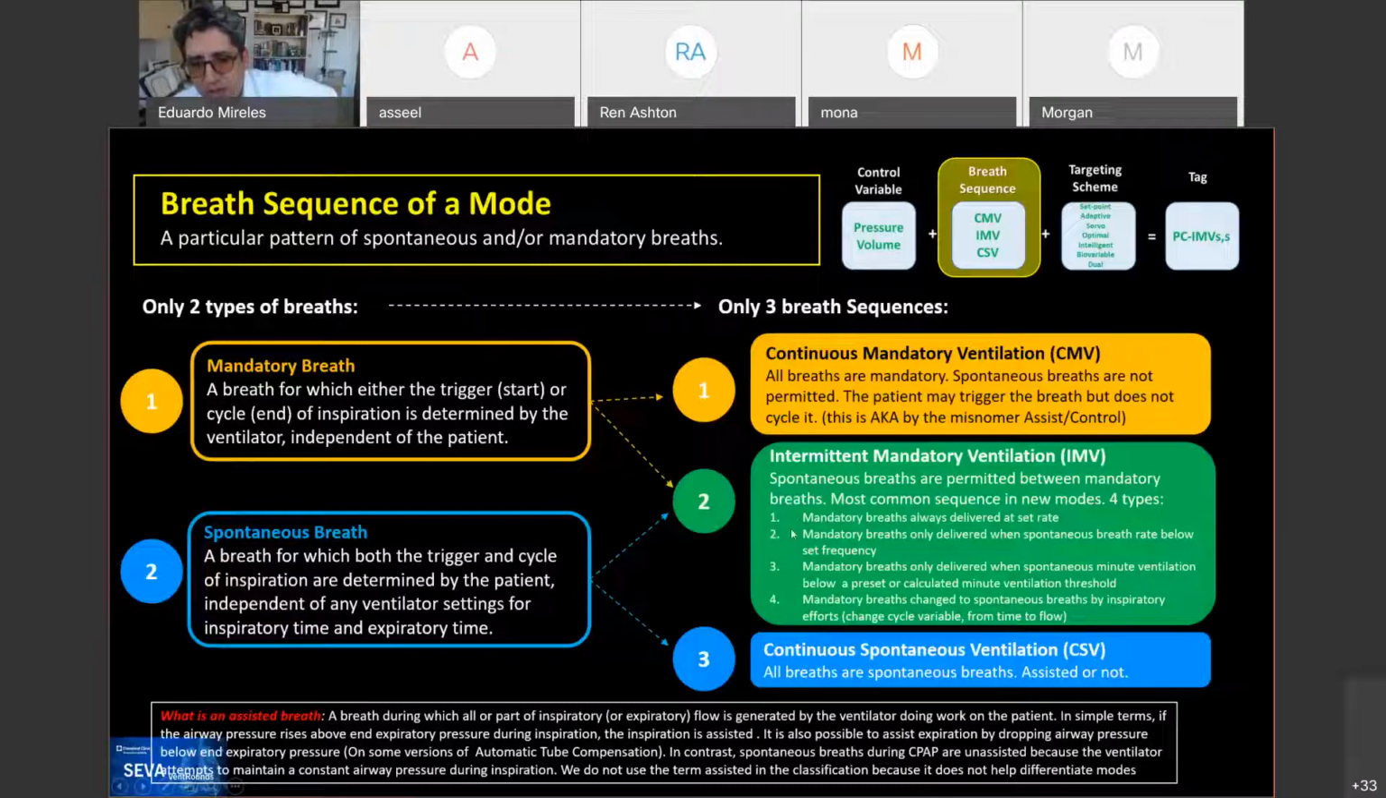Those 4 types: one is mandatory breaths that are always delivered at a set rate. That's the classic IMV. The second one is mandatory breaths that are only delivered when the spontaneous breath rate is below the set frequency. The third one is mandatory breaths only delivered when spontaneous minute ventilation is below a preset or calculated minute ventilation threshold. And the last one is when there are mandatory breaths that during the breath convert to spontaneous breaths. And I'll show you some examples of that. So you can see that IMV is not what it used to be for us. Now there are different ways to implement it. And actually, Ariel Garnero has written about this and described this in his lectures too.